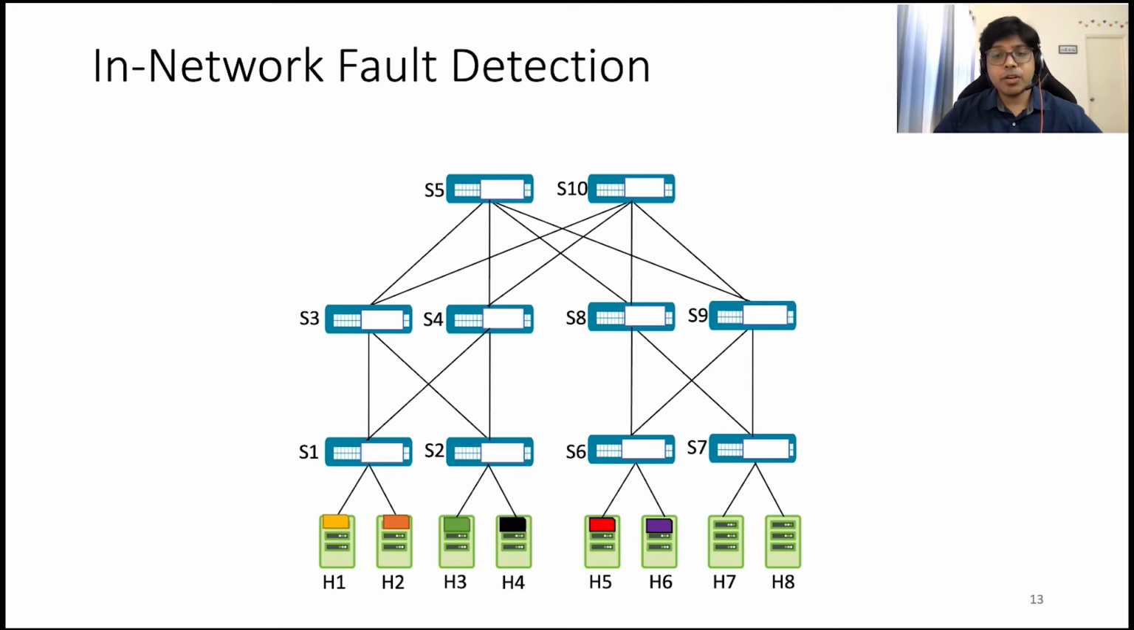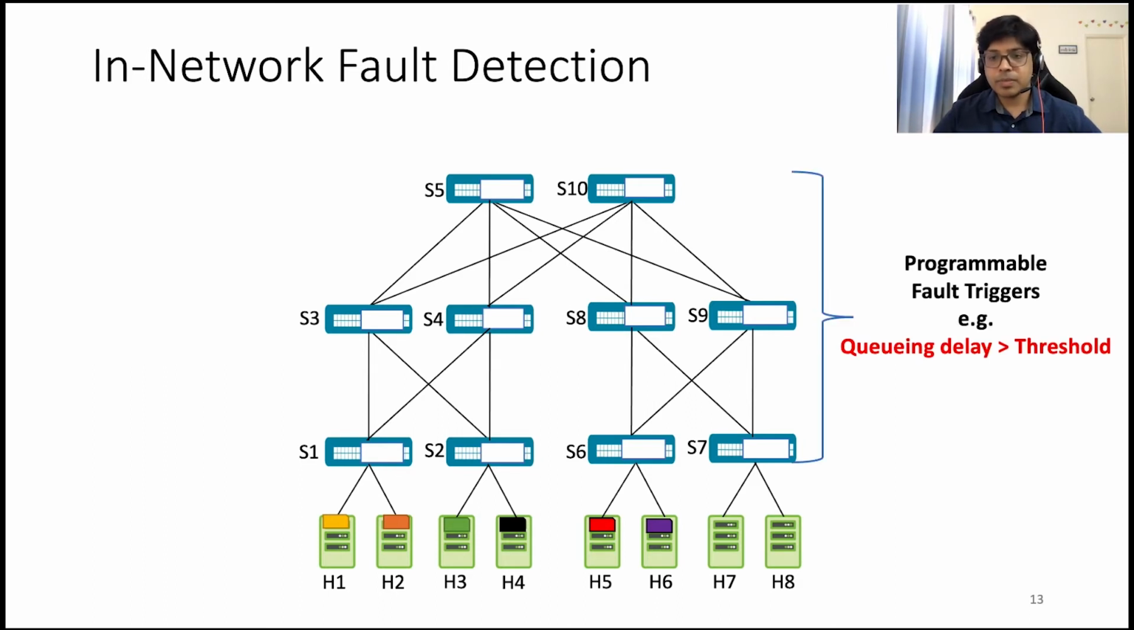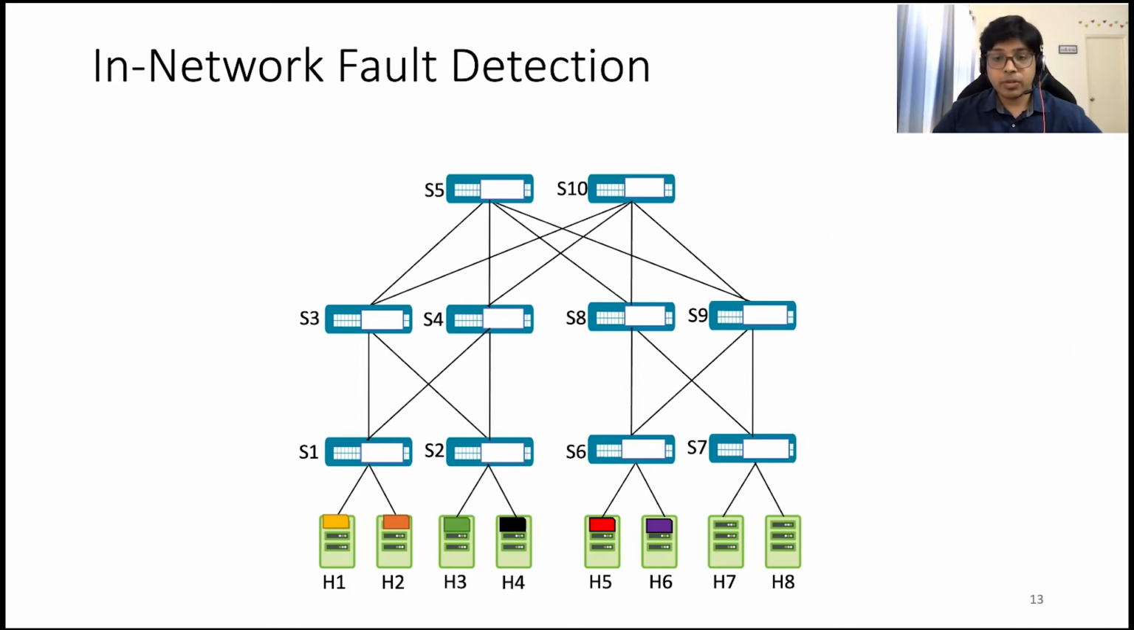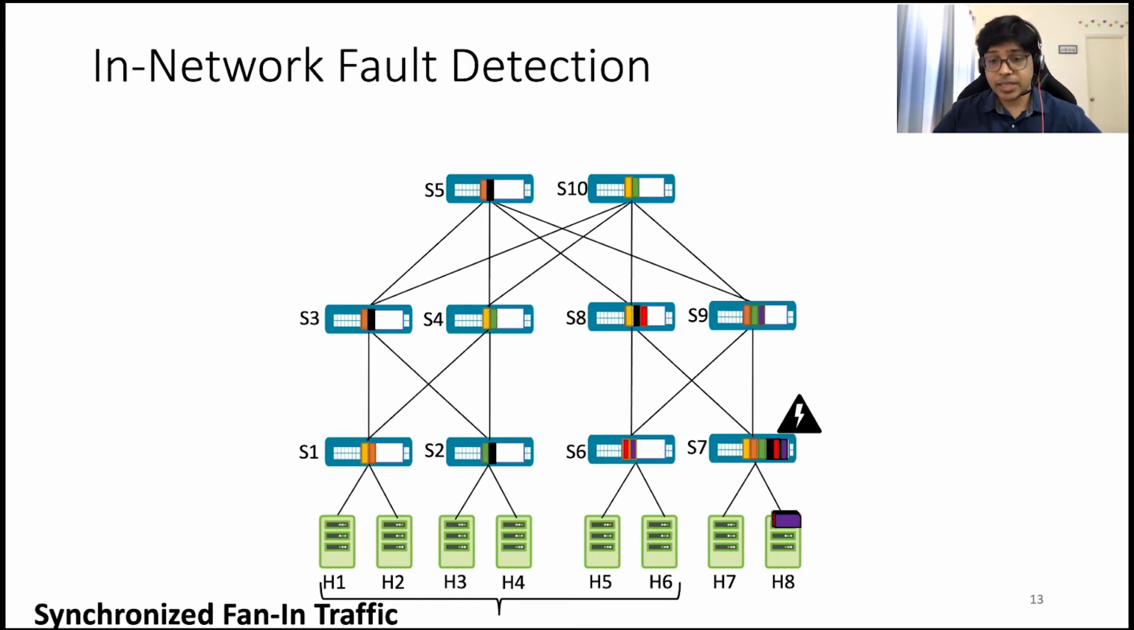Next, the history of P records is needed when a network fault occurs. To do this, SYNDB allows network operators to program custom fault trigger conditions. For example, the operator could configure the trigger to be a high queuing delay for packets. Now, during network operation, let's consider a synchronized fan-in traffic from many hosts to a single host, thus causing incast and leading to congestion at switch S7.